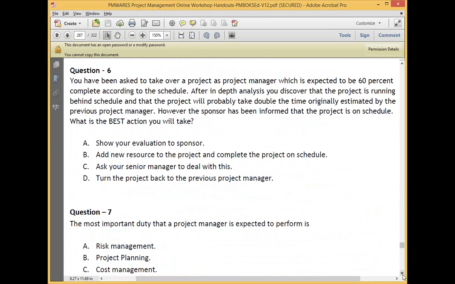So you say add new resources. Who will provide the funding? When you add a new resource, the cost will increase, and then you will have to give a justification to the sponsor why it is so. So your first task would be to show your evaluation, based on which you can say that I need a new resource. That's the thing. Based on that, I have taken the best option, A. But when I was thinking at the same time, it means the previous manager has not done the proper reporting. Right.